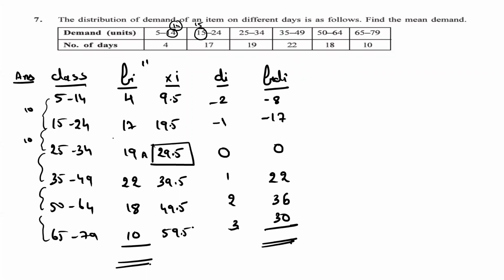You can see that I did the question assuming the class lengths are equal. But if you see the question properly, 5 to 15, 10 is there. 15 to 25, 10 is there. 25 to 35, 10 is there. But when I talk about 35 to 50, it comes 15. And 50 to 65 again comes 15.